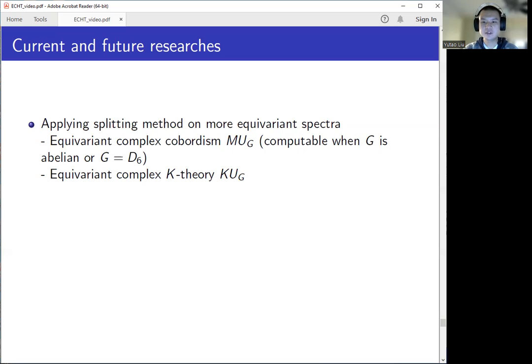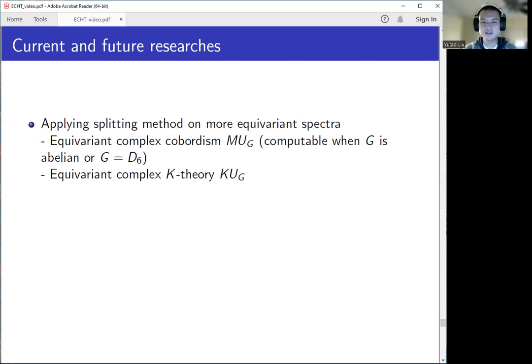I have special interest in the equivariant complex cobordism spectrum, MUG. In some sense, MUG is even more computable than the Eilenberg-MacLane spectrum because of its structure as a Thom spectrum and a special evenness condition on its homotopy groups. Some computations are already done by Chris and his colleagues when G is abelian and when G is D6. There are other studies on the geometric fixed point spectrum of MUG, which traces back to Tom Dieck. I would like to see how those computations can be generalized and interacted with my splitting method.